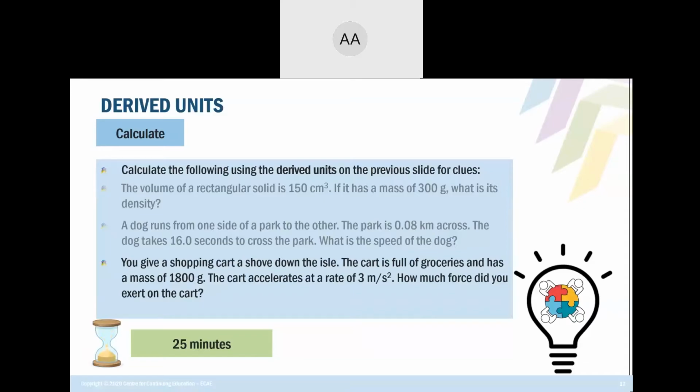So those are your 3 questions. Don't forget to put your working out. Remember that you're thinking about the derived units. Read the questions carefully, and we'll come back in about 20 minutes with your answers, and we'll discuss how you calculated and what you got to. So I'll meet you back in about 15 minutes.